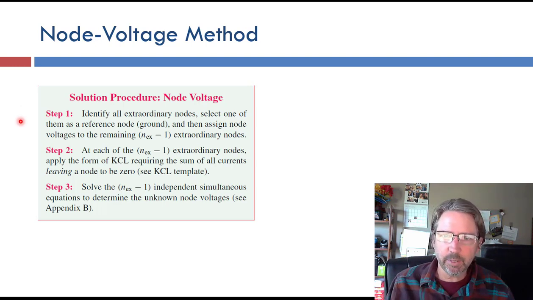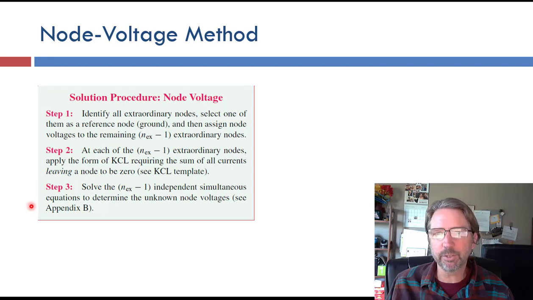So the steps are identifying the nodes and labeling them if they're known or unknown voltages. And then for each of the nodes with an unknown voltage, we use a combination of Kirchhoff's Current Law and then also Ohm's Law to analyze each node. And then we will get an equation for each node with an unknown voltage. So if there are 4 unknown voltages, we'll get 4 equations, and we'll solve those as a system of equations to find the answers.